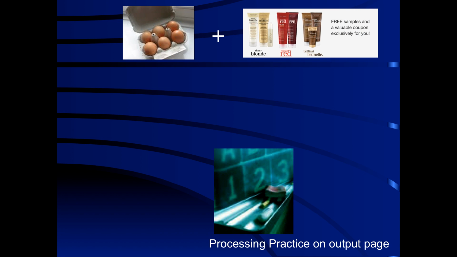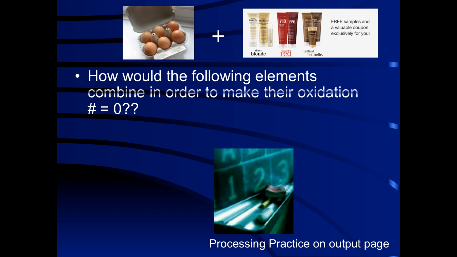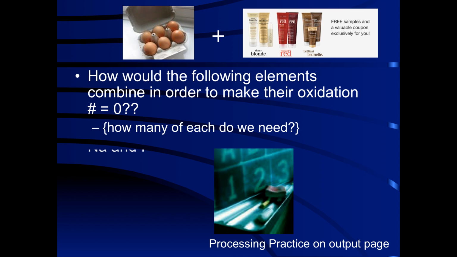Let's try a couple examples of these. So what we're going to do is some example problems. Go ahead and practice these together. So how would these elements combine in order to make their oxidation number equal to 0? So basically we're saying how many of each of them do we need.